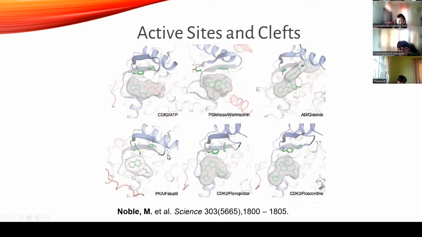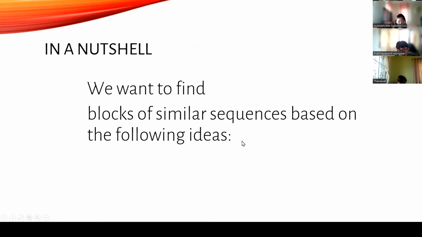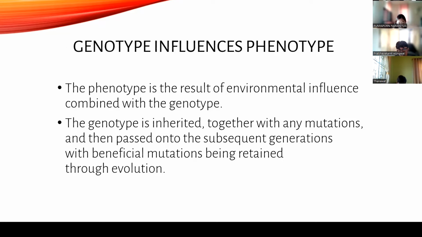So these are experimental drugs in comparison with the ATP structures. Glycine is a wonder drug for treating chronic myeloid leukemia. In a nutshell, we want to find the blocks of similar sequences based on the following ideas. So we want to find similar sequences of amino acids based on these ideas.